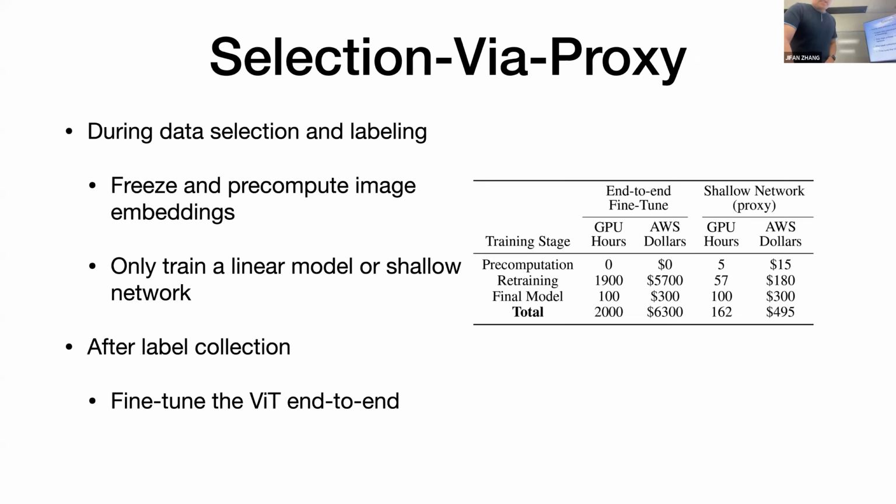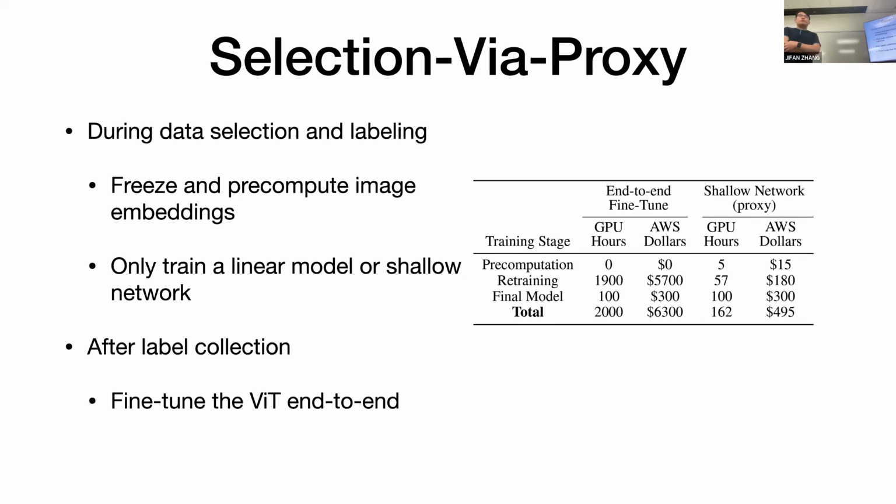So that's why we explore this selection via proxy idea. And the idea is super simple. Every time, remember, we need to retrain this model again every time we select a batch. Instead of retraining that entire model, we freeze the embeddings. We freeze basically n-1 layers or n-2 layers, and only train a linear probe or a shallow MLP on top of those features.